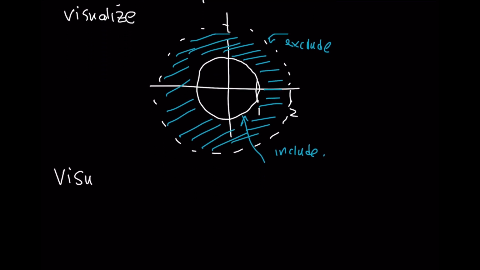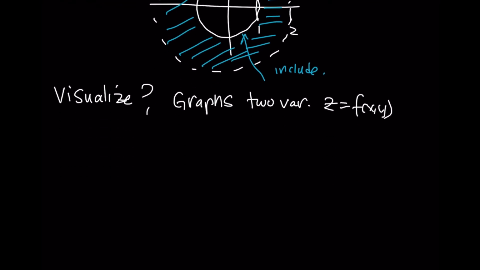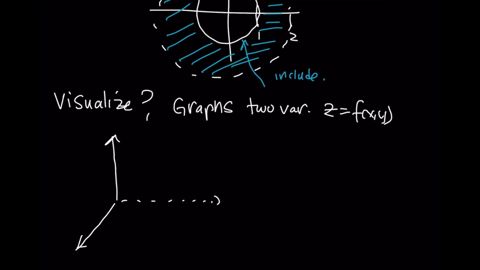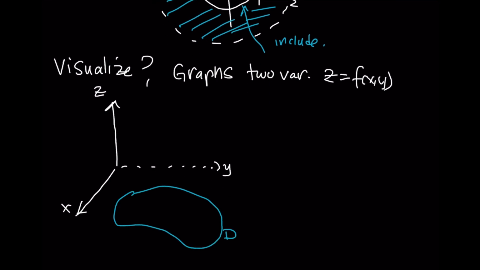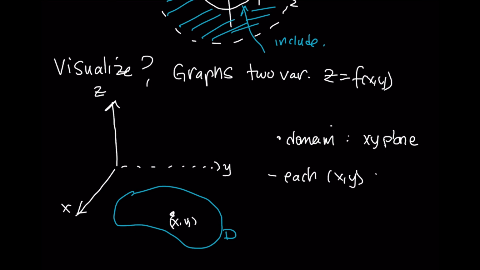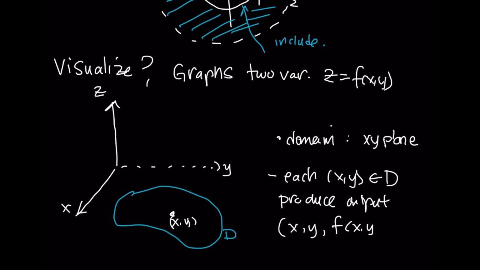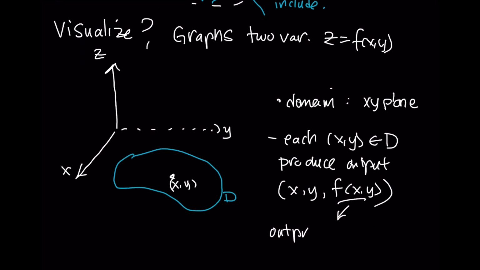How do we visualize functions of multiple variables? We're going to talk about the graphs of two variable functions to begin with, z equals f of x and y. And when we talk about two variable functions, what's important here is that we understand how the domain is visualized. The domain we are going to put in the xy plane for each point in the domain. So each xy produces an output, and that output uses those two numbers. So all of the output values are going to live on the z-axis. We need two input axes and one to talk about the output.